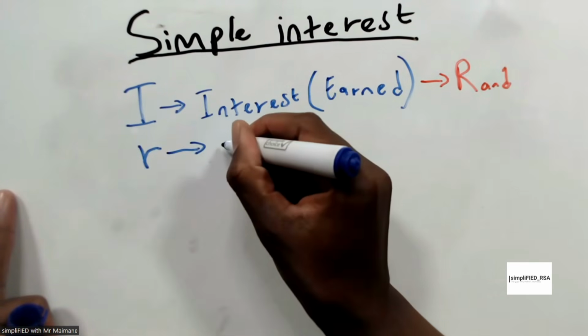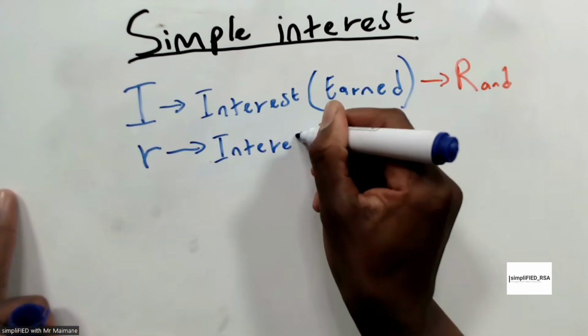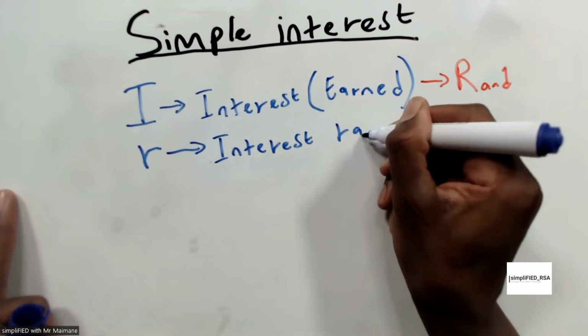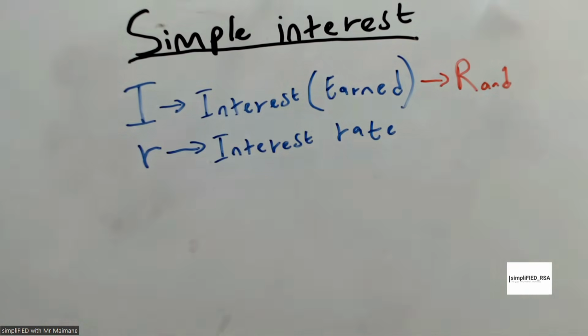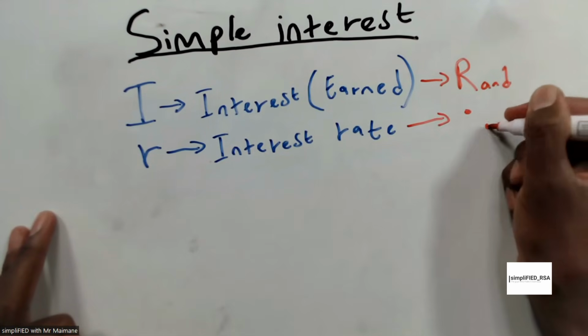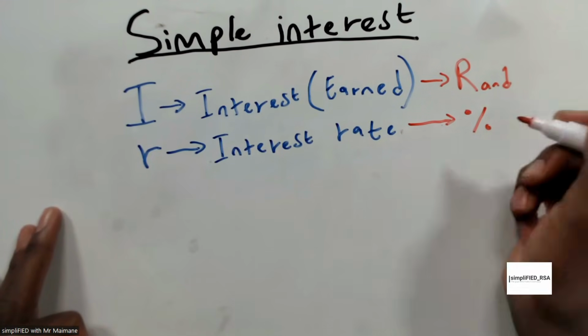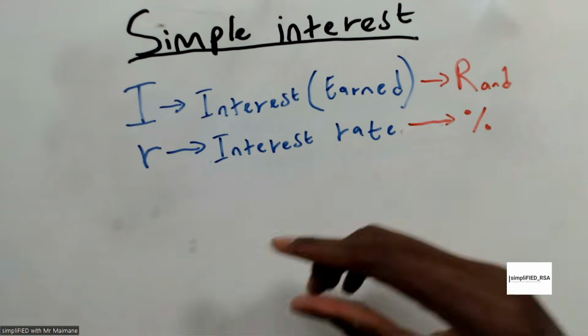R, small letter R, is for interest rate. It's the rate at which interest is measured. Interest rate is given in percentages. It's given in percentages like that.